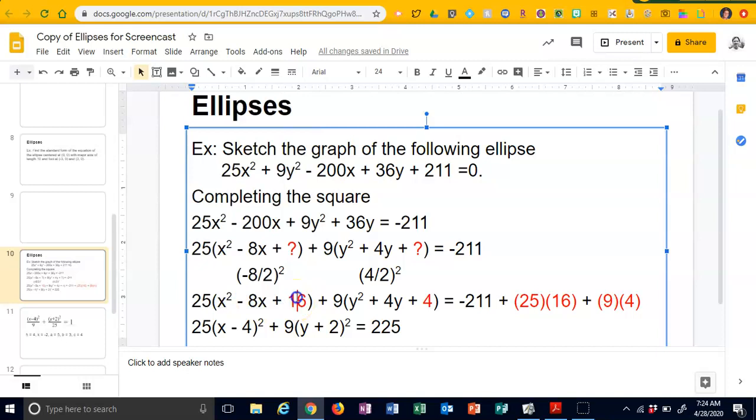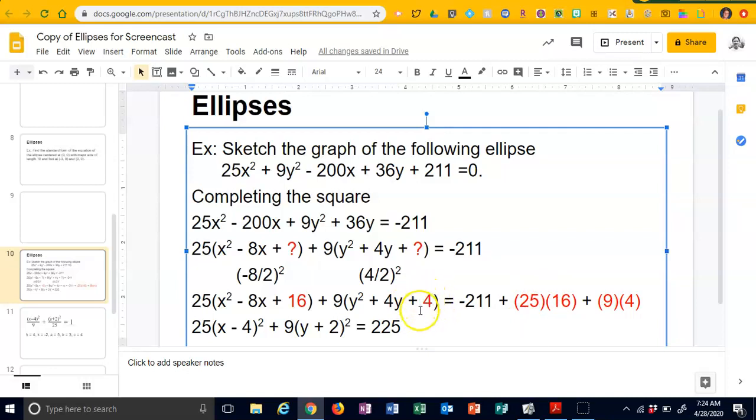I'm really adding, I don't know why it's doing that. Let me get rid of that. I'm not really adding 16. I'm adding 25 times 16. So if I'm really putting in 25 times 16, then I have to add 25 times 16 to the right side to keep the equation in balance.